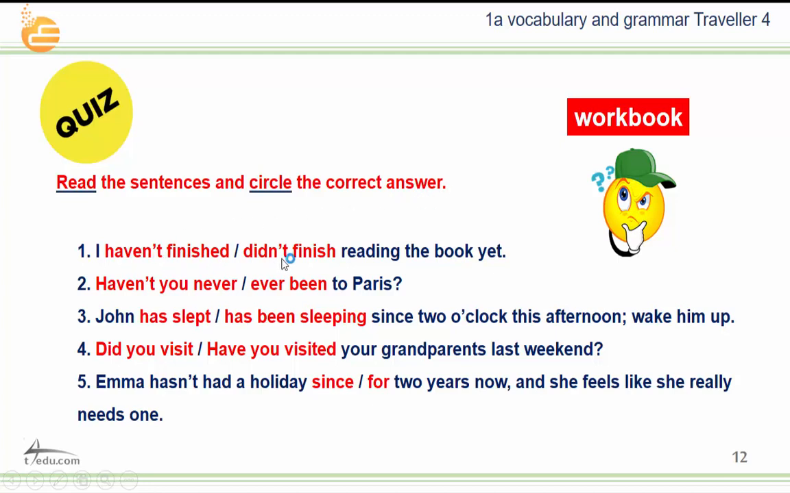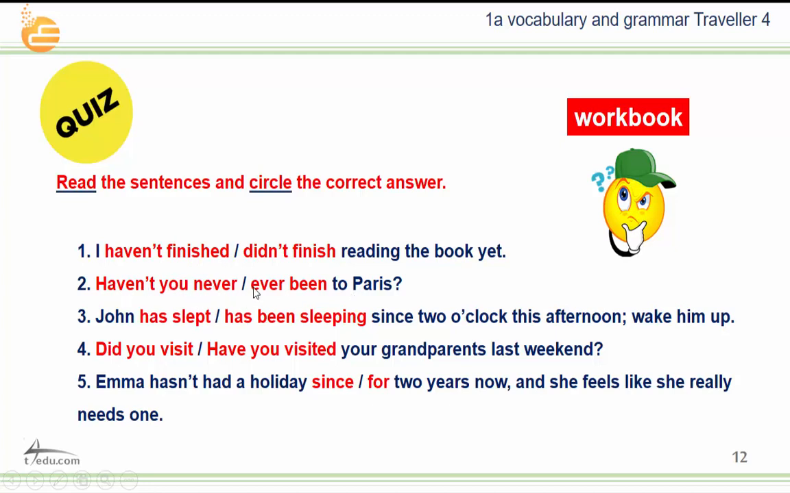I haven't finished or didn't finish reading the book yet. So something started in the past and continues up to now. We should use either present perfect simple or present perfect continuous. Here the emphasis is not on the duration, it's on the action. So we should use haven't finished. So I haven't finished.